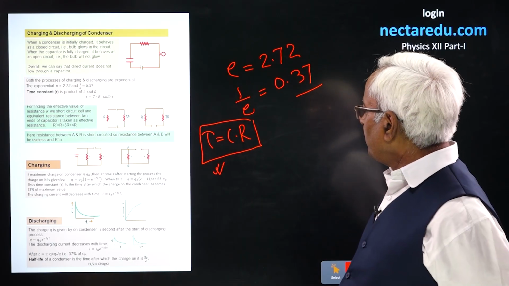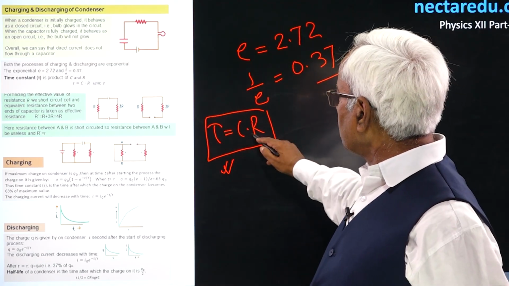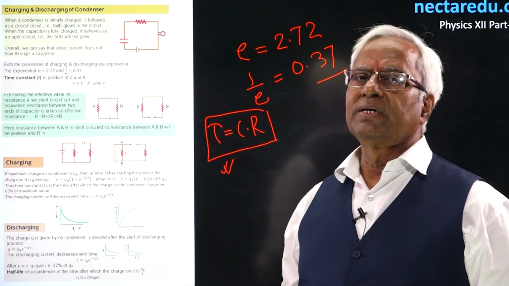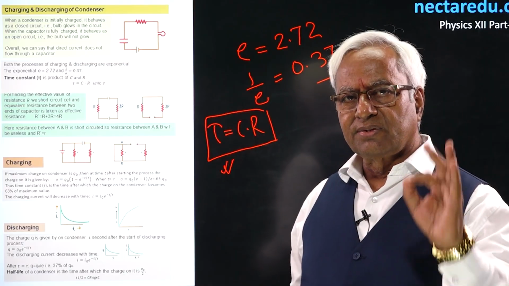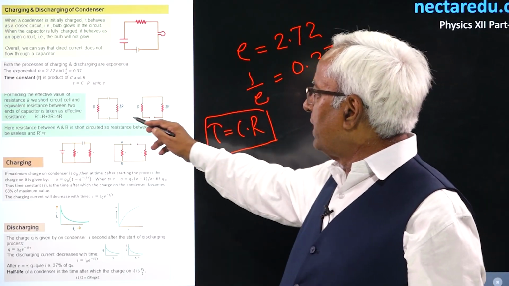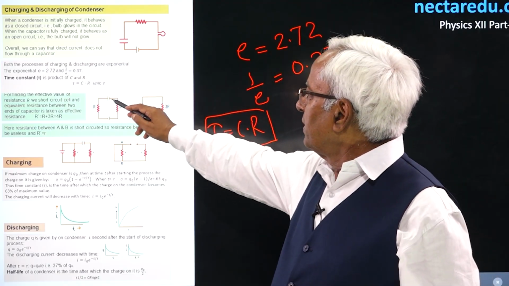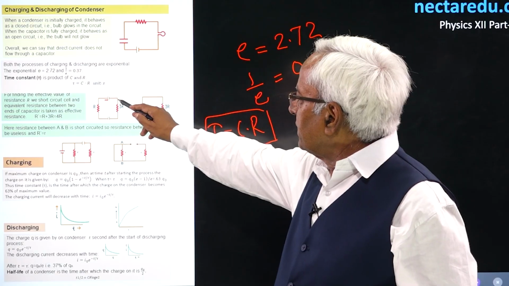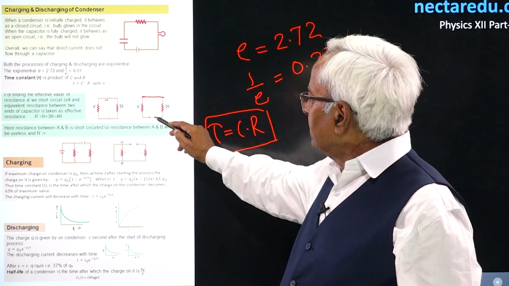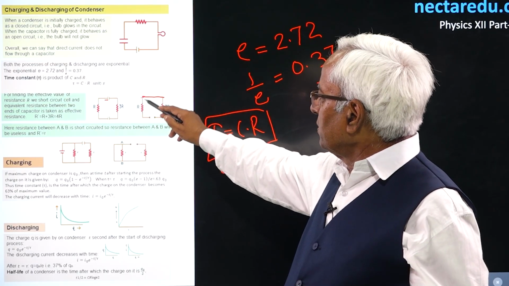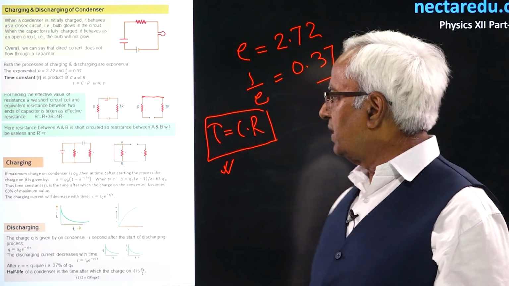Now, the effective value of resistance is calculated while calculating this time constant. For that, there is one very important thing: you just short circuit the cell given, and between the two ends of the condenser, you try to find the total resistance. For example, here we have short circuited this cell, it becomes like this, and between the two ends of the condenser, we are trying to find the total resistance. It's going to be R plus 3R, because they appear to be in series combination.